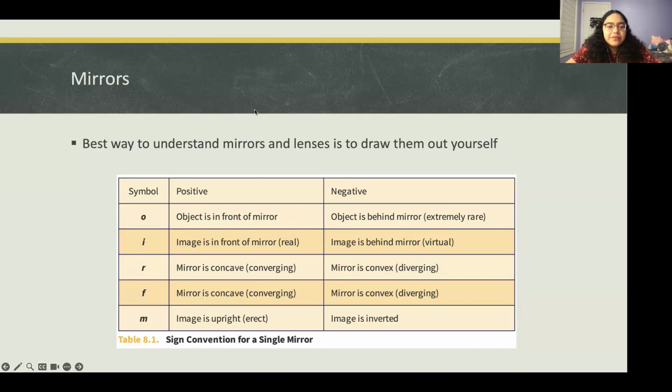And then for your magnification, the image will be upright if you get a positive answer, inverted if you get a negative answer. So positive 2 just means it's upright, 2 times bigger. Negative 0.5 means it's 0.5 times, half the size, and it's inverted.